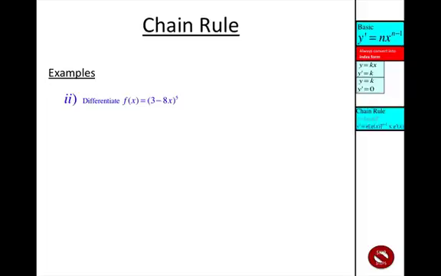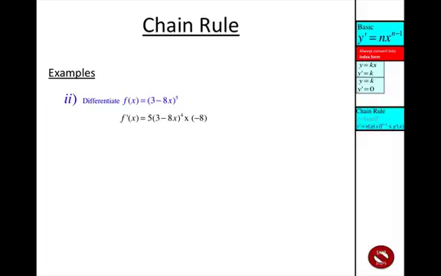So let's do that out. We bring down the power, we minus 1 from the power. So it's 5 outside of (3 minus 8x) to the 4. Now we've got to remember our chain, so we times by the derivative of 3 minus 8x. What's the derivative of 3 minus 8x? It's just minus 8.